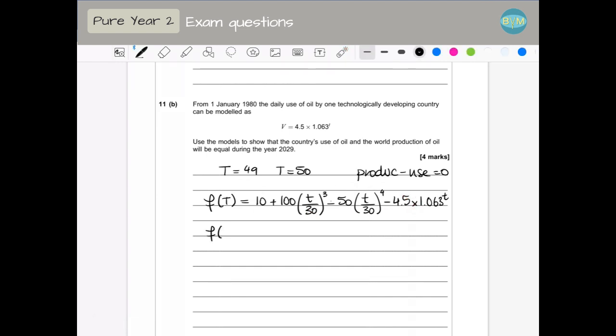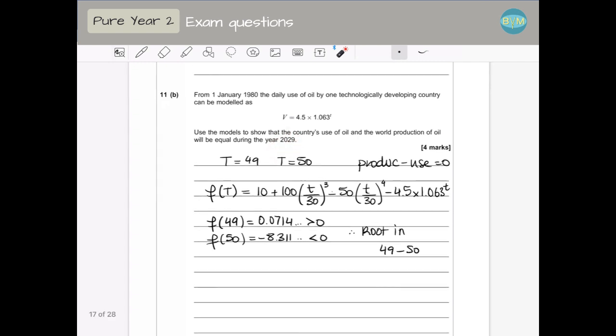So if I do f of 49, just substituting, I get 0.0714, which is positive. And if I do f of 50 in the same interval, this is negative, therefore there is a root in between 49 and 50. So the production is going to be equal to the use at one point during 2029. And that's all for this question.